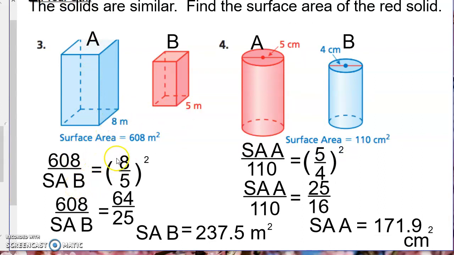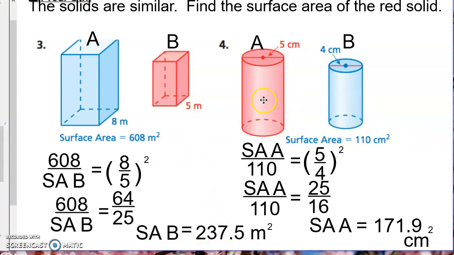Well, I have these linear measures here, 8 to 5, which means I went from A to B. I still have to go from A to B, but those have to be squared. So 8 squared is 64, 5 squared is 25. Now I just have to solve this proportion. So 608 times 25 divided by 64 gives me the surface area of B is 237.5 meters squared.